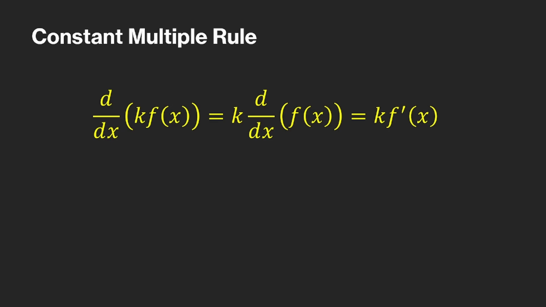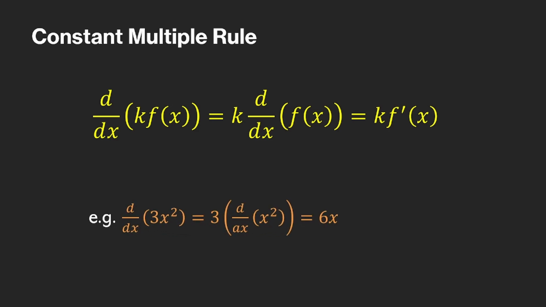We come to our second rule, the constant multiple rule. If you differentiate a constant times a function, you can essentially pull the constant out of the differential operator and just do the constant k times the derivative of f of x. And that's going to be equal to the constant times the derivative of f of x.